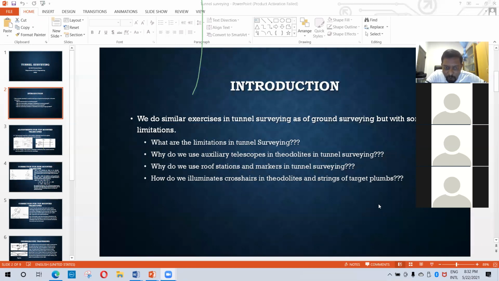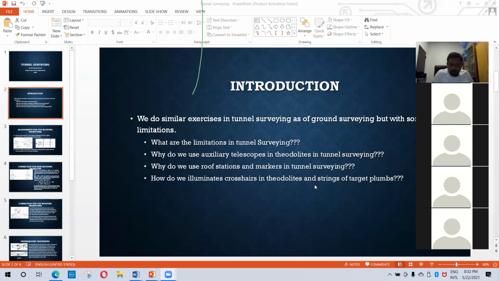Instrument stations are used usually above the instrument. You are Senani Bandar, right? Instrument stations are above the instrument. Yes. Illuminations must be provided. Yes. Who is that?